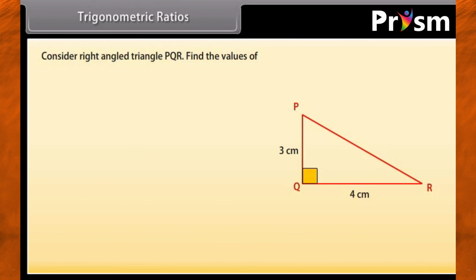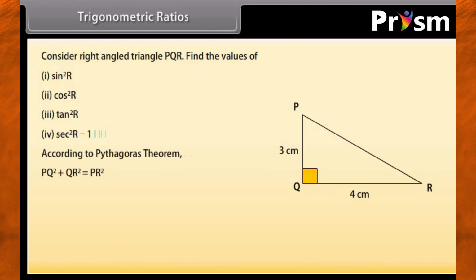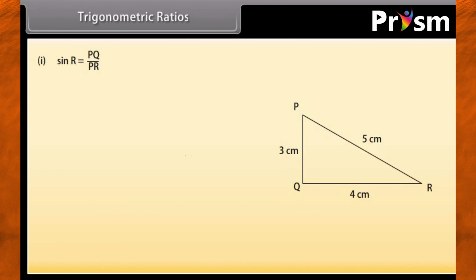Consider right-angled triangle PQR. Find the values of sine square R, cos square R, tan square R, sec square R minus 1. According to Pythagoras theorem, PQ square plus QR square is equal to PR square. By substituting the values, we get 3 square plus 4 square equals PR square. Now, by calculating it, we get PR is equal to square root 25, which is 5 centimeter. Now, sine R is equal to PQ upon PR, which equals 3 upon 5. Sine square R is equal to 3 upon 5 whole square, which is 9 upon 25.